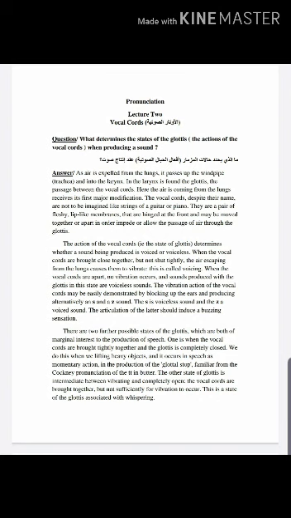Now let's get started with the second lecture, entitled Vocal Cords, and the question that is expected to come in the exam. The question: what determines the states of the glottis, the actions of the vocal cords, when producing a sound?